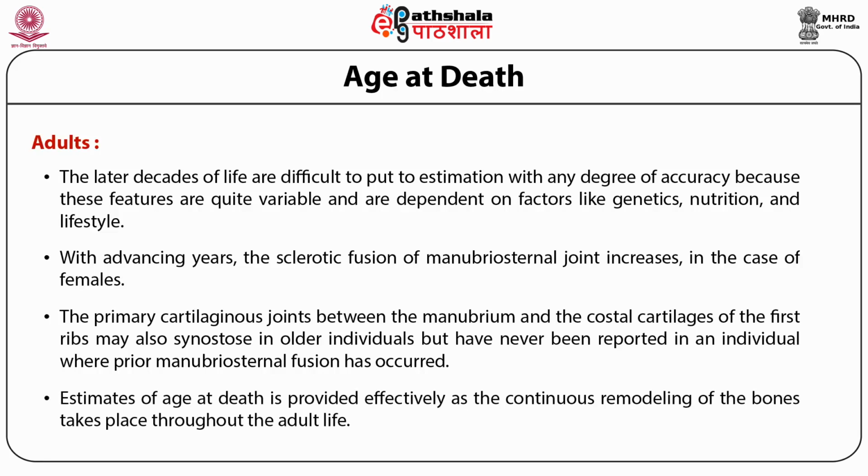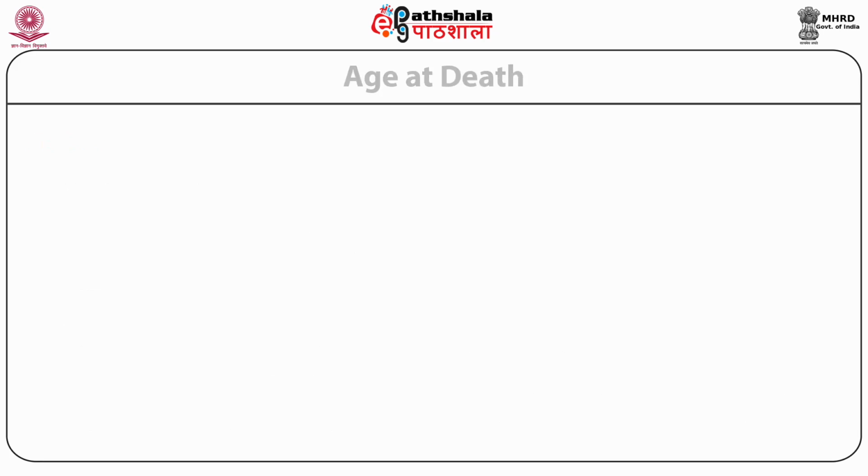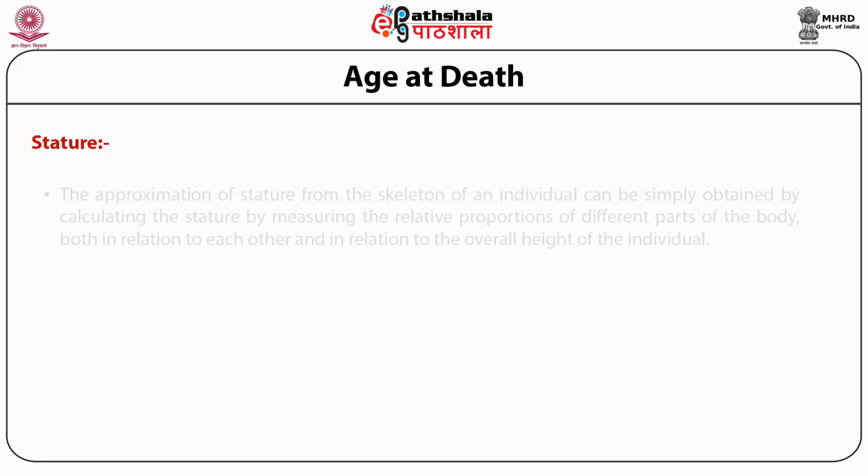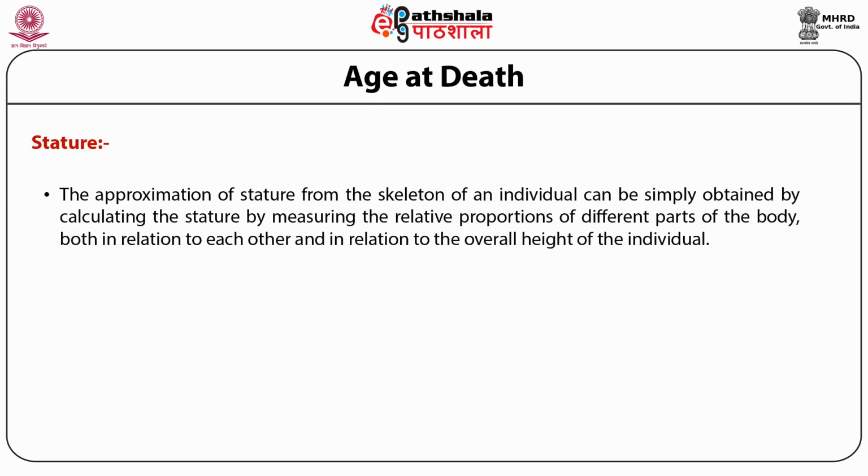Estimation of age at death is provided effectively as the continuous remodeling of the bones takes place throughout adult life. Now, we will discuss the approximation of stature. The approximation of stature from the skeleton of an individual can be simply obtained by measuring the relative proportion of different parts of the body, both in relation to each other and in relation to the overall height of the individual.